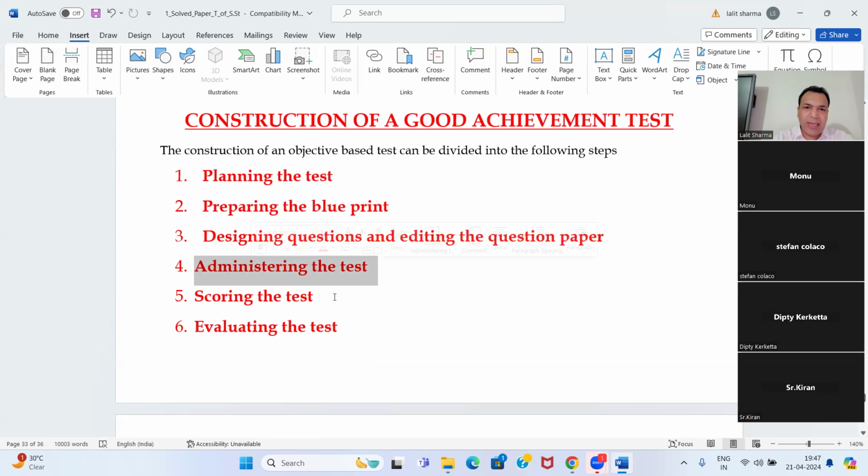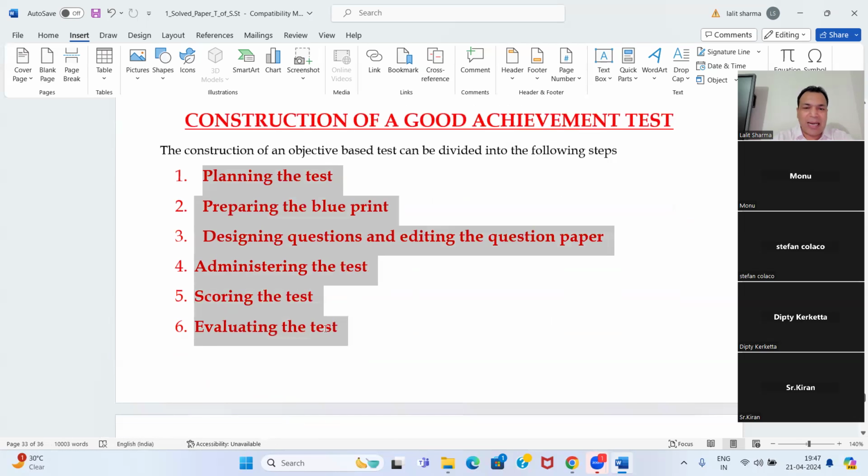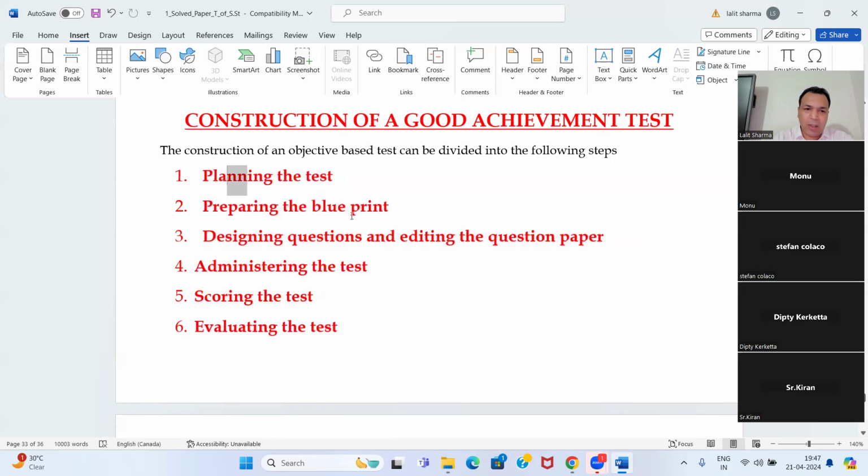ओके, तो कोई भी एक अच्छे से कर लो तो then you can compare that and according to that you can learn all the things, right? So these are the steps of construction of a good achievement test. Planning the test, preparing the blueprint, designing questions and editing the question paper, administrating, scoring the test and evaluating the test. Okay. तो ये मैंने आपको नोट्स दिया हुआ है, उसमें से आप डिस्कस कर लेना.